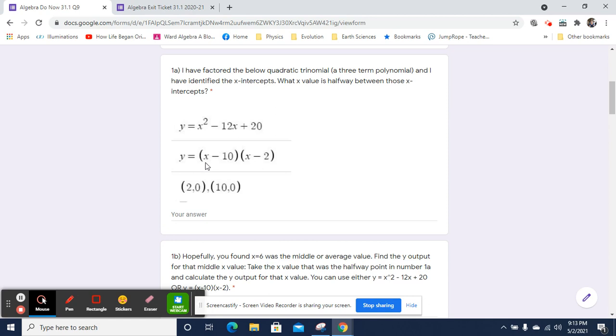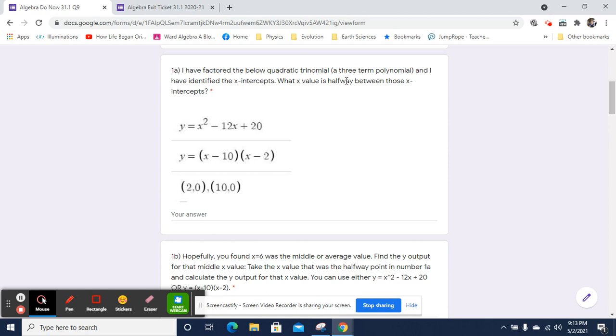Okay, well, if I turned x into 10, 10 minus 10 will be 0, so it'll be 0 times some stuff, which will be 0. So 10 is an x-intercept, because at x-intercepts, y is 0. And here, if x was 2, we'd have an x-intercept 2, because 2 minus 2 is 0. That would make y 0, and y being 0 is on the x-axis. So there I've got my two x-intercepts.